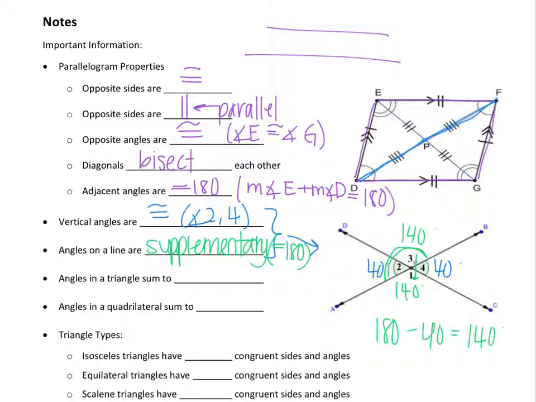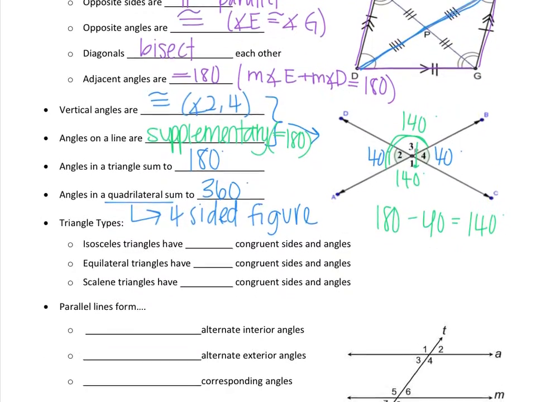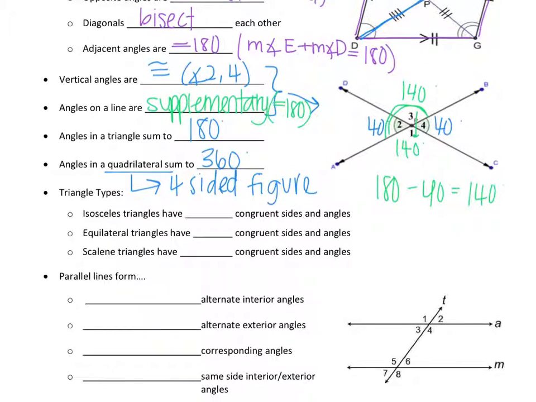The next fact we have is that angles in a triangle sum to 180. Angles in a quadrilateral sum to 360. A quadrilateral, in case you forgot, is a four-sided figure. This could be something like a square, a rectangle, a rhombus, a parallelogram like we saw above. Any four-sided figure has four angles that always add to 360.